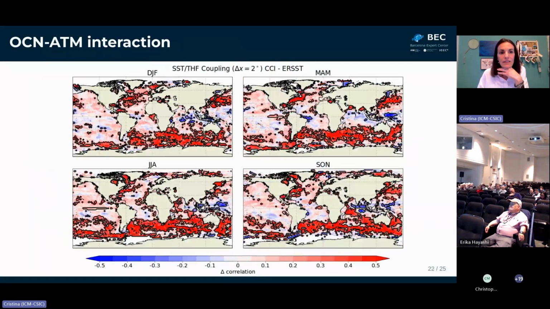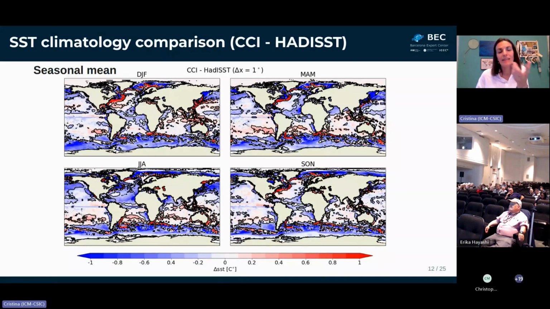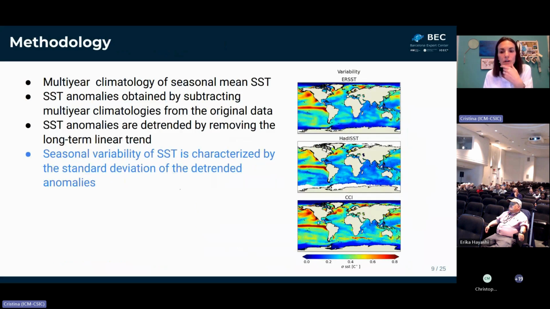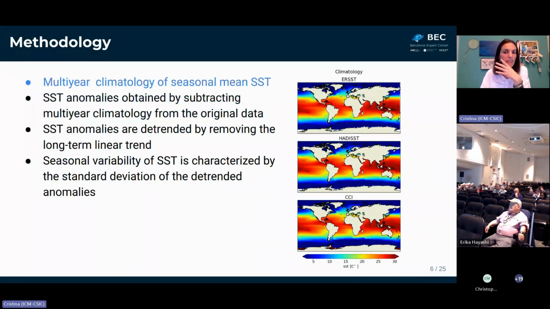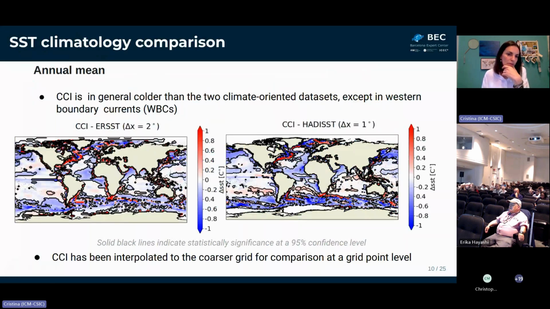So what you are saying is that when we compare the climatology, yeah, this is higher in the western region, but for instance, we do have other regions such as the Pacific El Niño where we also have higher variability, and we don't observe this difference. I don't know if you know what I mean. So for the climatology, I think they are giving more or less the same. When we do analyze, we observe that CCI is colder, except in the western boundary currents.